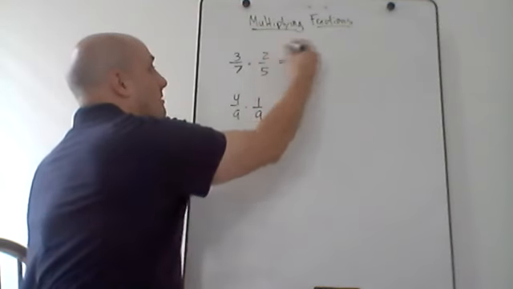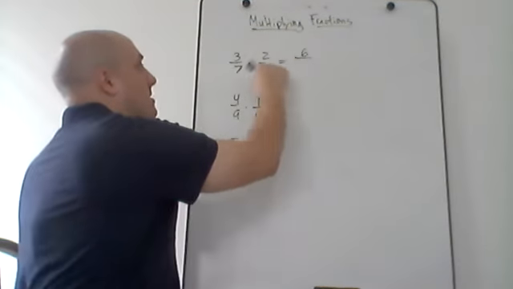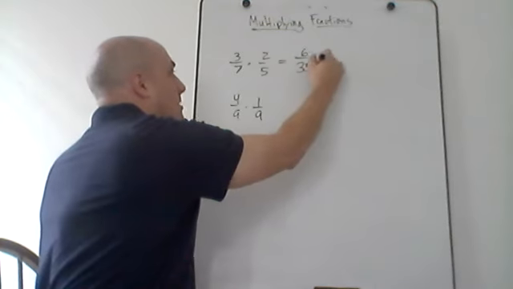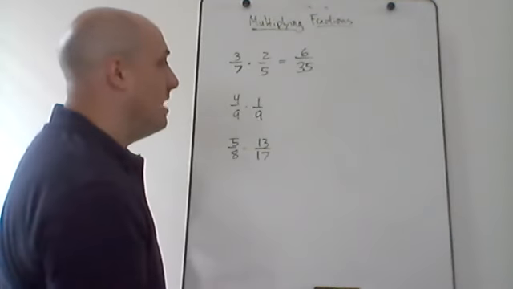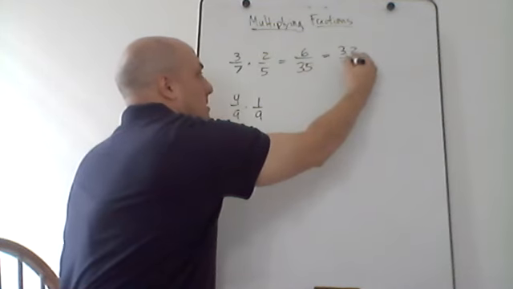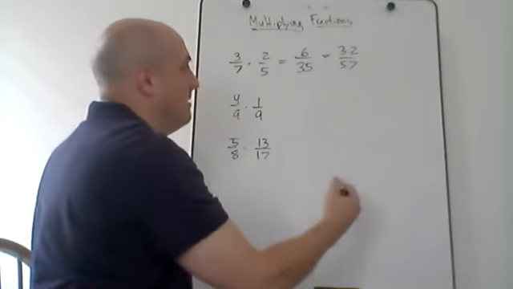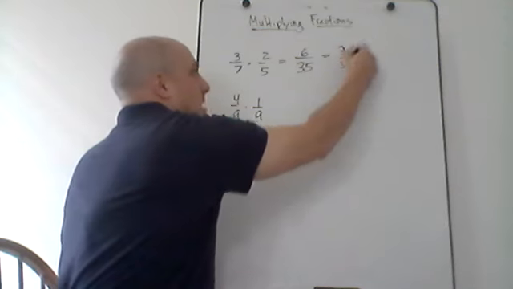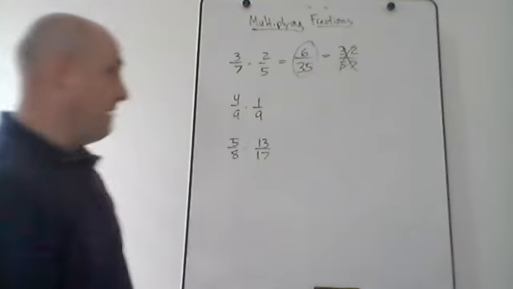Right, my numerator, 3 times 2 equals 6. My denominator, 7 times 5 equals 35. Can I simplify that fraction at all? I don't think so. Right, 6 is 3 times 2, 35 is 5 times 7. They don't have any factors in common, so my answer is just 6 out of 35.